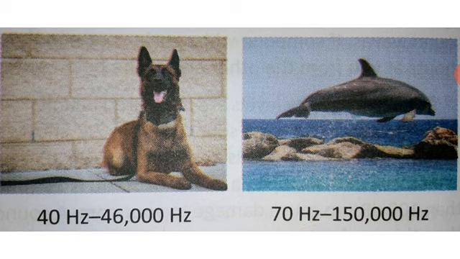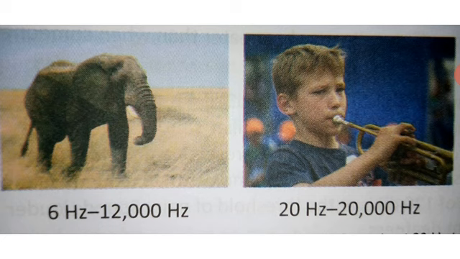So here are the frequencies of different animals or humans. 40 hertz to 46,000 hertz for dogs, 70 hertz to 150,000 hertz for dolphins, 6 hertz to 12,000 hertz for elephants, and 20 hertz to 20,000 hertz for the saxophone.